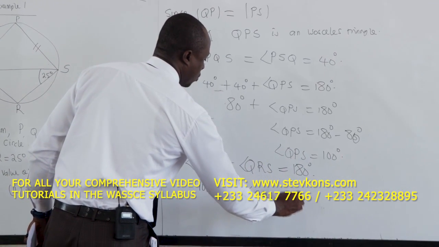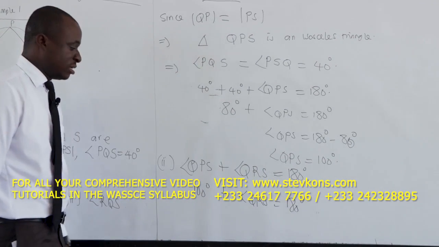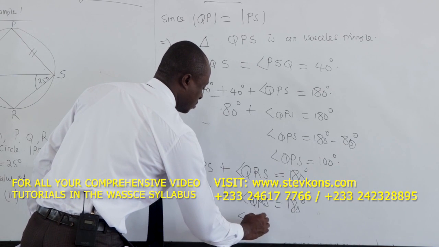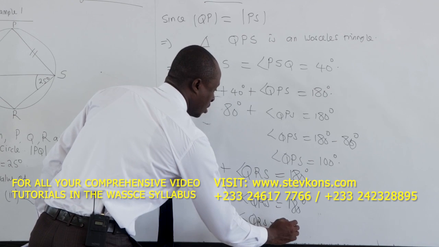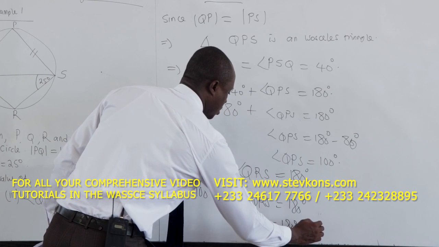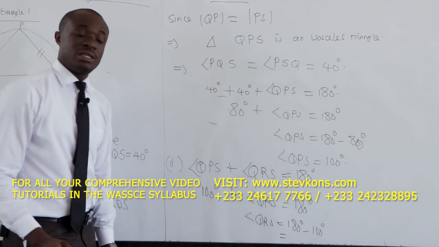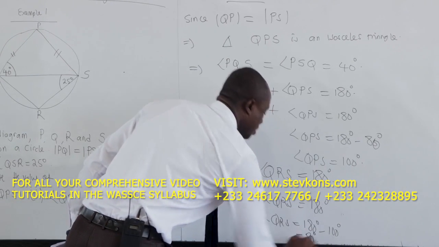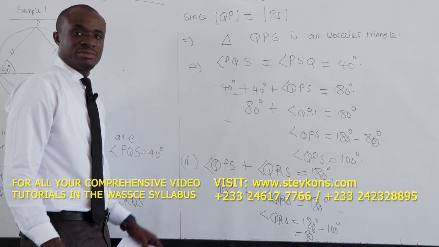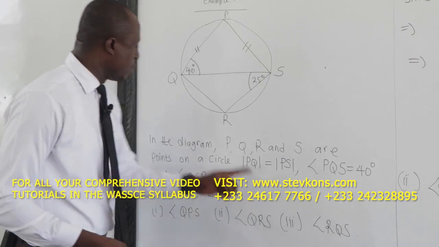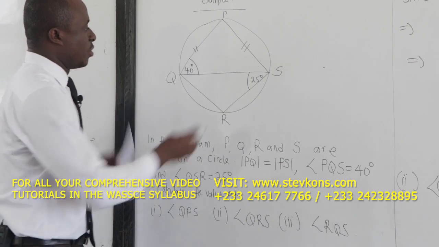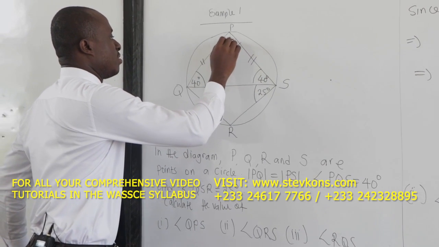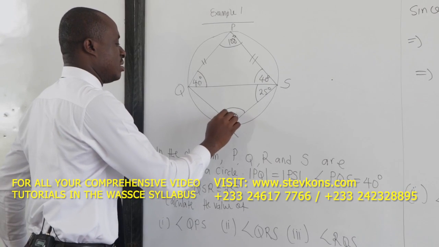QRS, that's what we are looking for, 180 degrees. So clearly, this has to move to the right-hand side. 180 degrees minus 100 degrees, this is 80 degrees. Now the third one says you find RQS. Now, we're able to solve this to be 40 degrees. We have this to be 100 degrees. We have this to be 80 degrees.